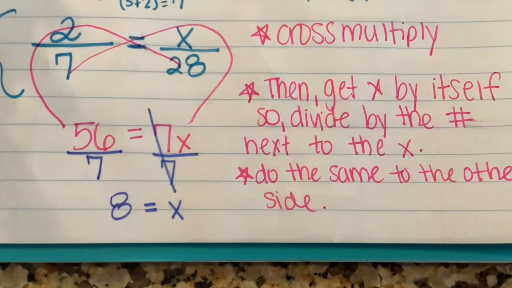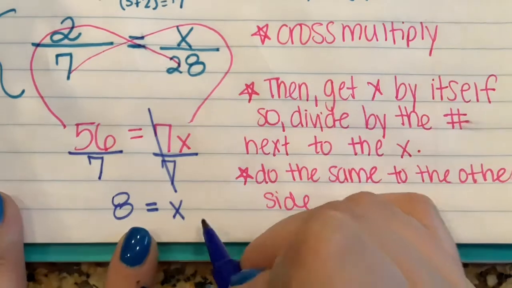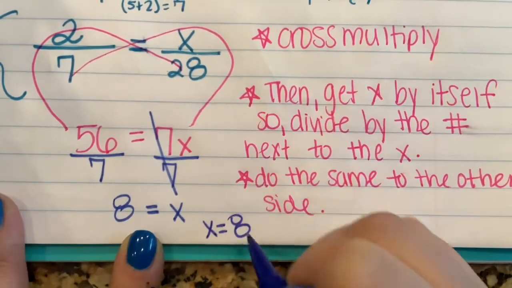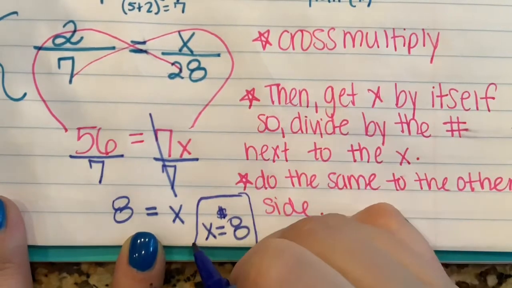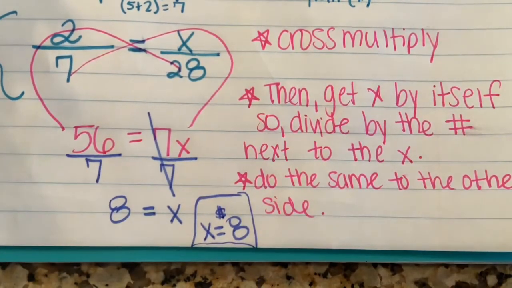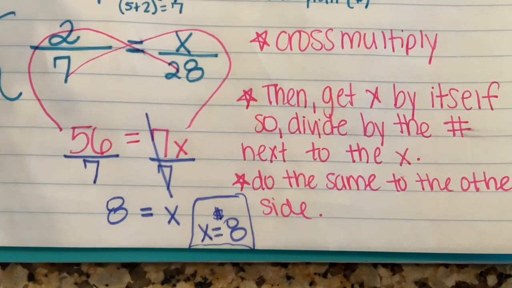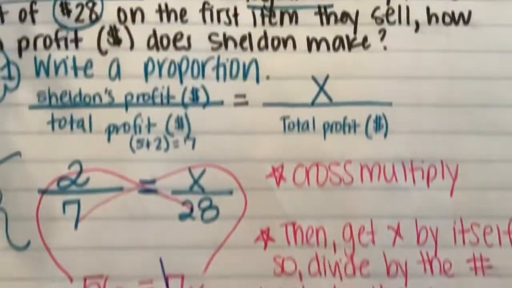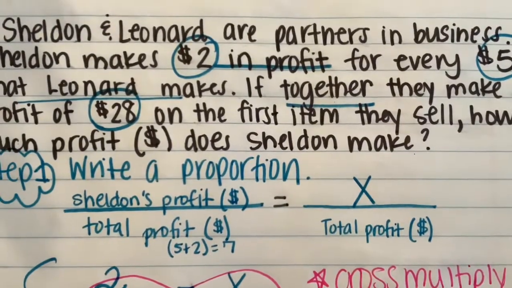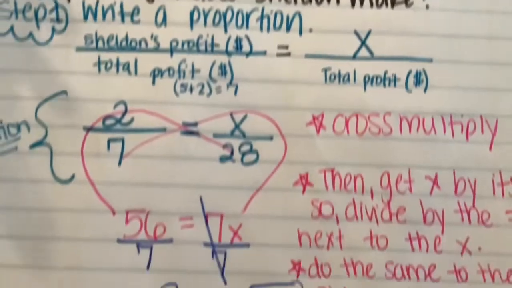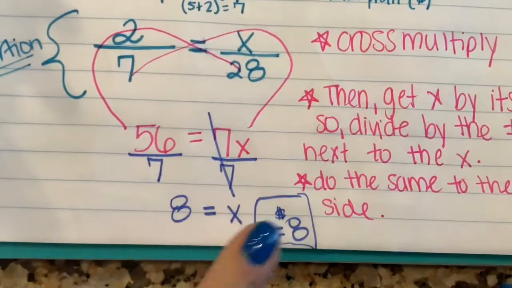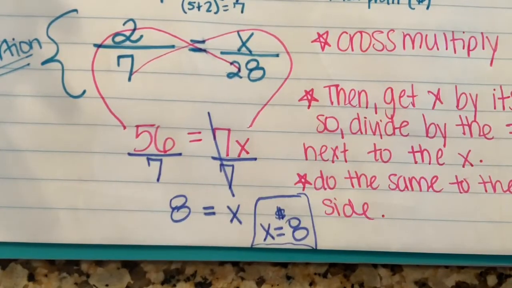And I could write it this way, or I could write it the more proper way, which is coming with the x first. And the only reason why I'm writing it this way is because in English, we read left to right. So I'm saying x equals 8, and I have my dollar sign. So the answer to our original problem asking us, how much profit does Sheldon make? Sheldon makes $8 profit. We've solved for our variable.